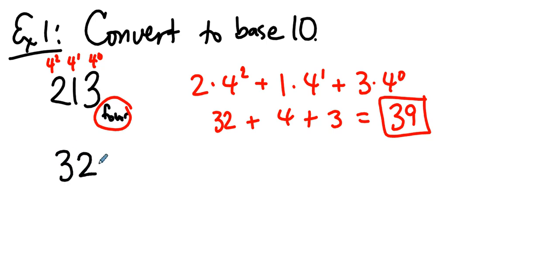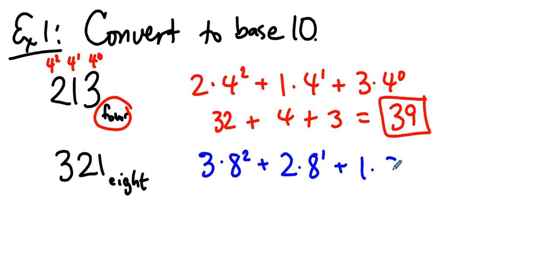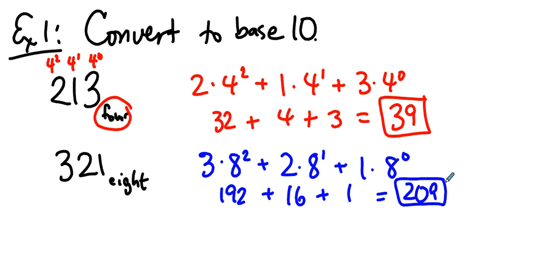Well, what about 321 in base 8? Well, 321 in base 8, that's 3 groups of 8 squared and 2 groups of 8 to the first and 1 group of 8 to the 0. Well, what's that? That's 192 and 16 and 1. We would call that number 209. They call that number 321. We call that number 209.